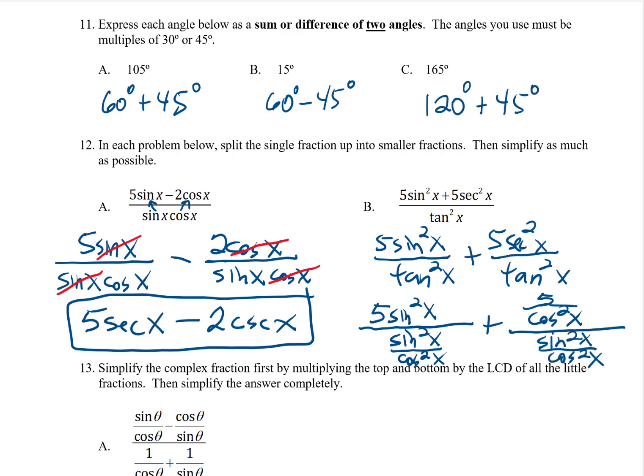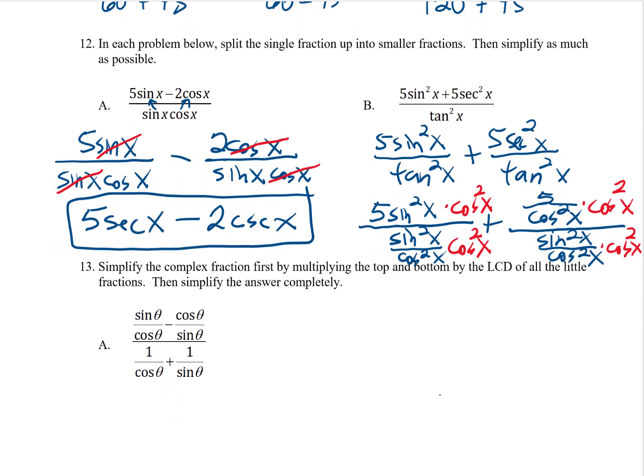So what I've created now are a couple of complex fractions. I can simplify each one by multiplying by the LCD of all the little fractions. And when I glance across here, I think all the little fractions have the same denominator. It's just cosine squared x. So what I can do then is multiply through the top and bottom of each big fraction by cosine squared x, and that should wipe out all the little fractions. Okay, so let's see what happens here.